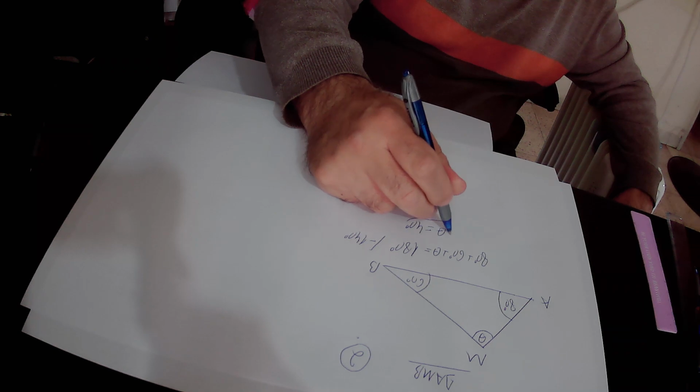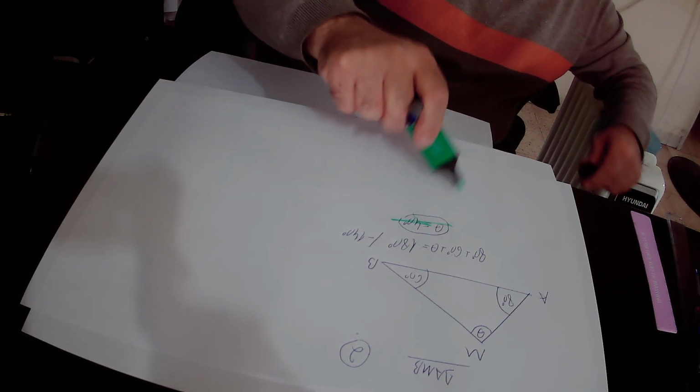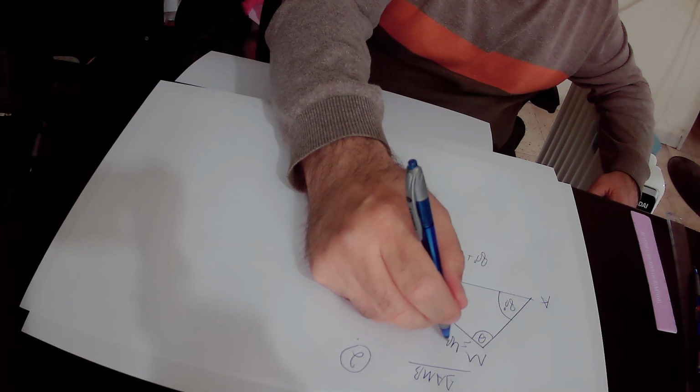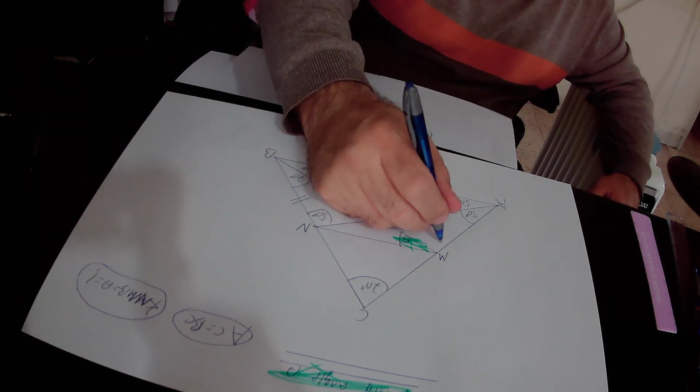So the missing angle theta, that is actually angle A and B, equals 40 degrees in its size.